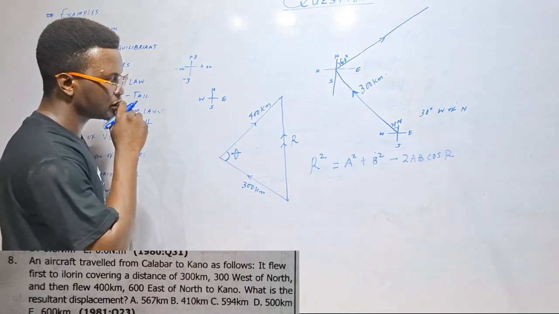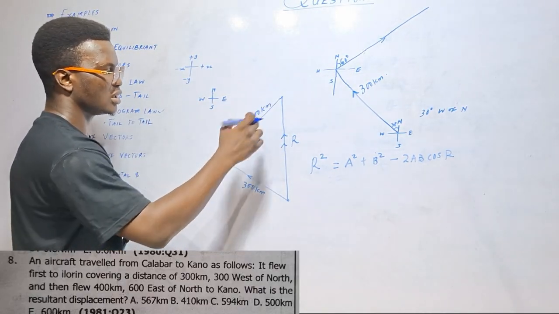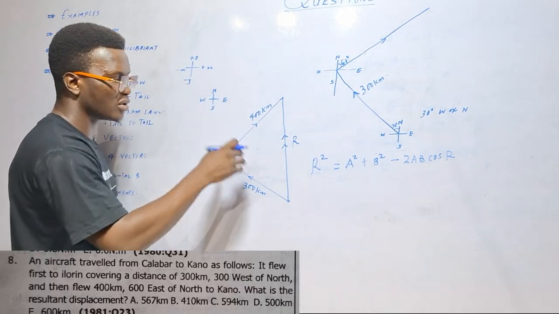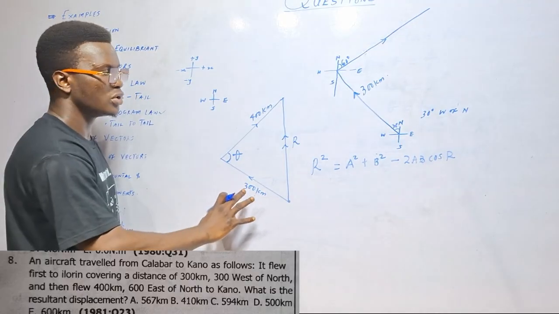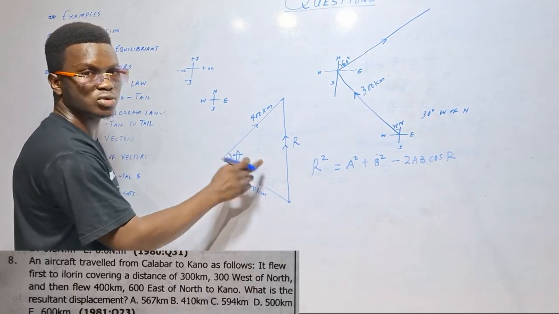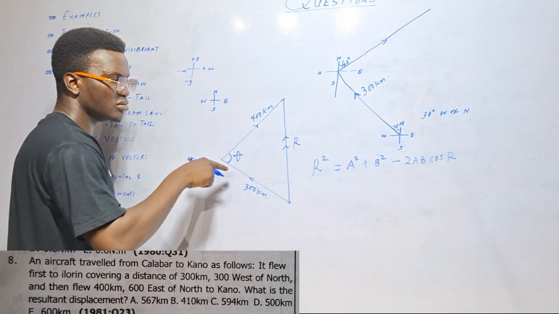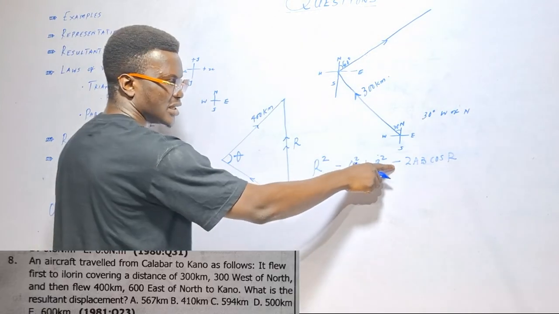But if the two of them are moving tail to tail and you are using the angle between the two of them tail to tail, that's what we did with the parallelogram law. But this looks like triangle law. So if you're using the angle facing tail to tail, then you're going to use plus here.